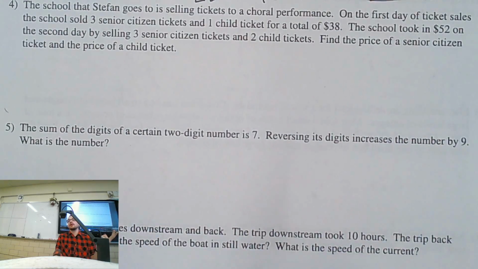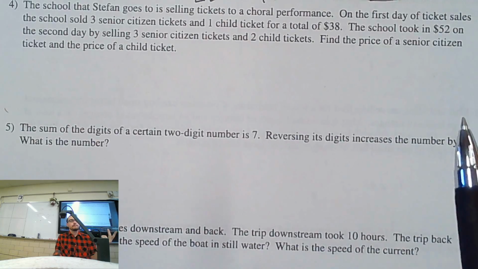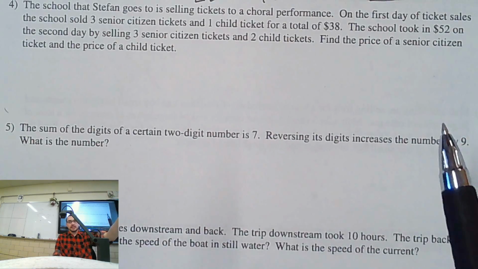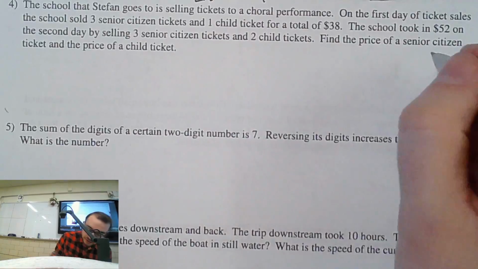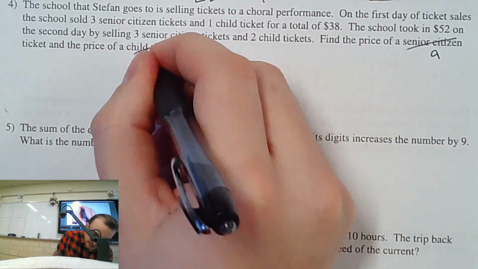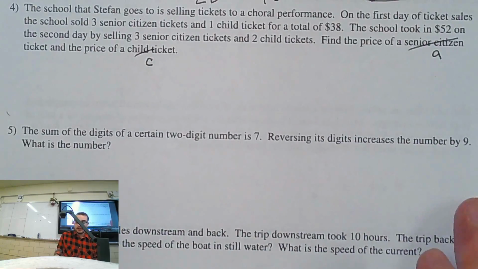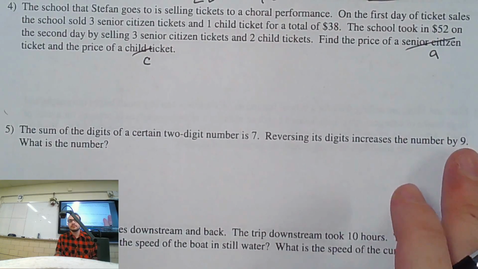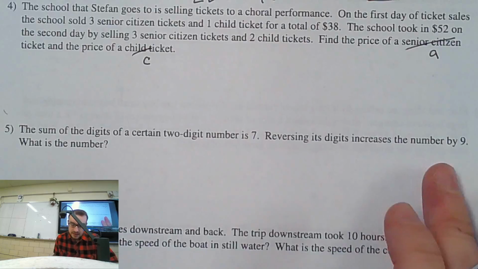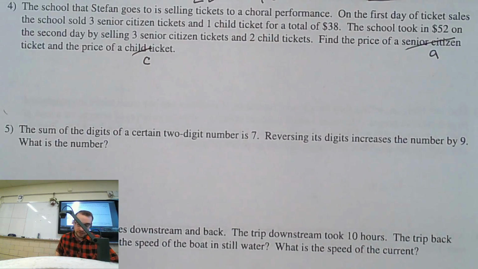So the 2 things we don't know are what? Price of the tickets, the adult and the child. So let's call it A for adult and C for child. I don't like S's because they look like 5s. Now, what do we know about the relationship between adult and child?